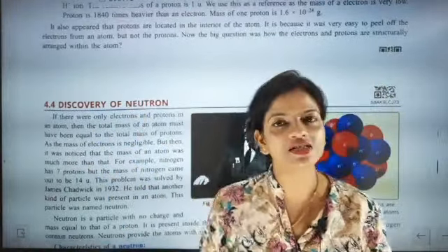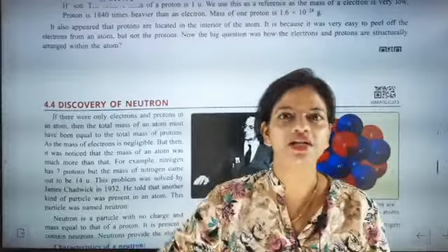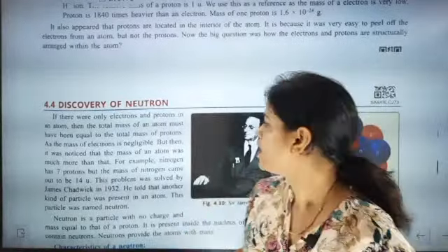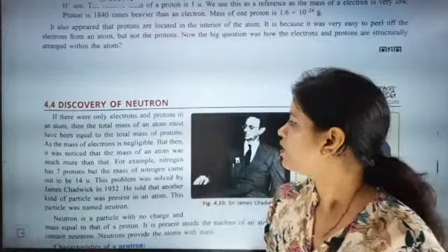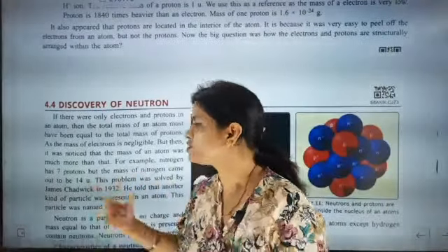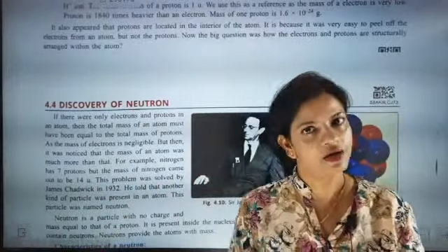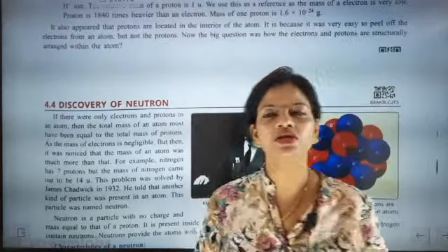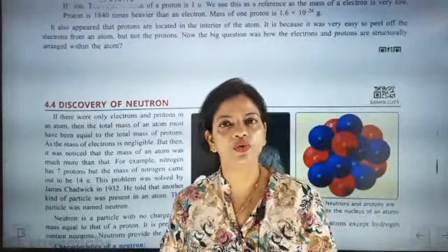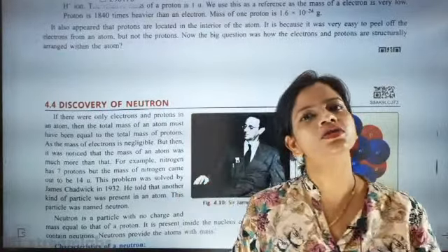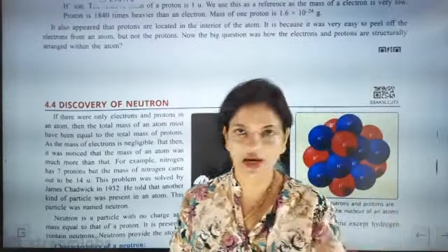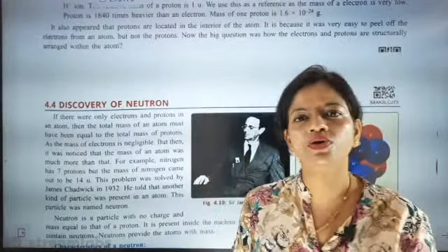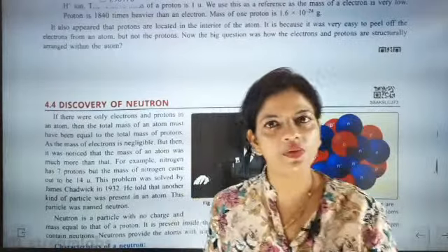That means something else is present, and I am making the entire story based on this only. For example, nitrogen has 7 protons, but the mass of nitrogen is 14. Yes or no? So nitrogen has 7 protons, but the mass of nitrogen is 14. So electrons cannot contribute to mass, that means something else will be present there.